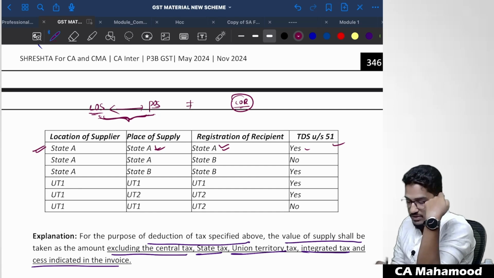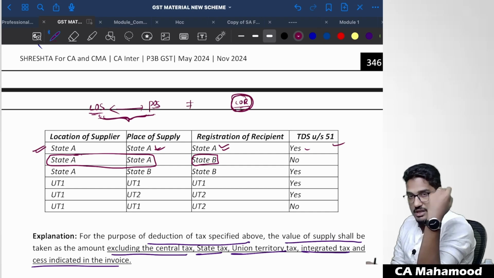Location of the supplier and place of supply, both are falling in state A, whereas location of the recipient is state B. So the given condition is satisfied. Location of the supplier and place of supply both are falling in one state, which is different from location of the recipient. In this case, even though the recipient falls under specified category, even though the value of supply is more than 2,50,000, still TDS will not become applicable.